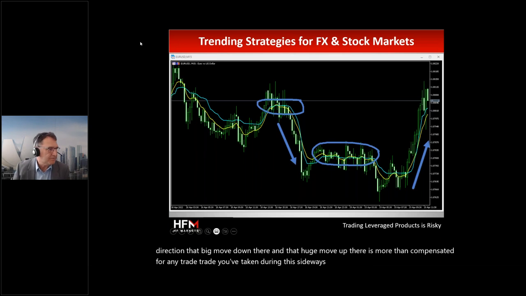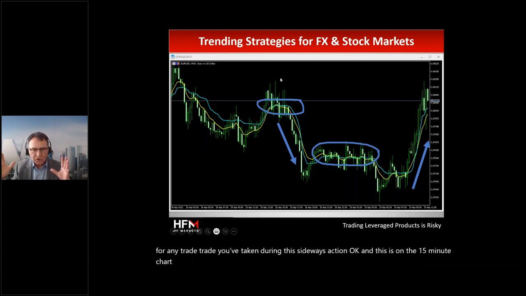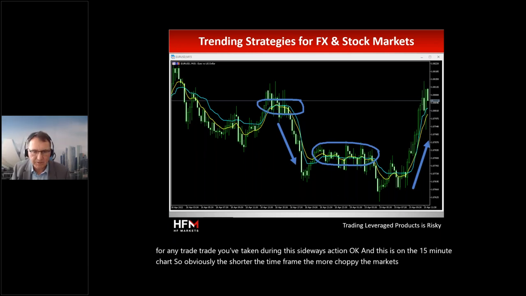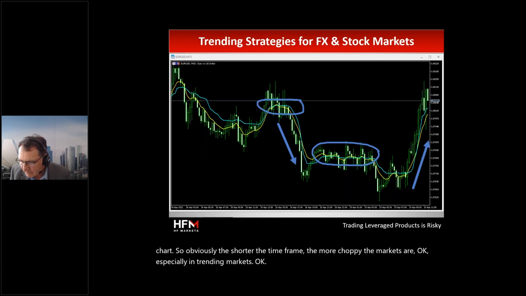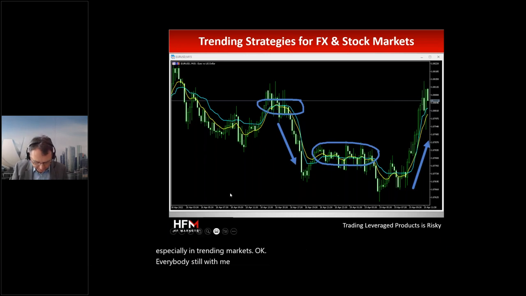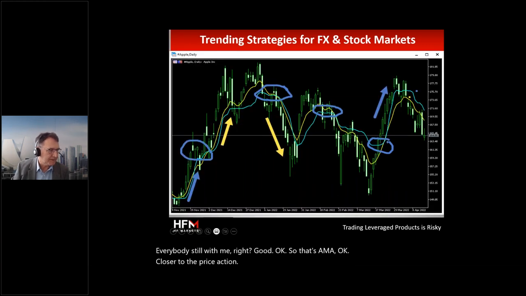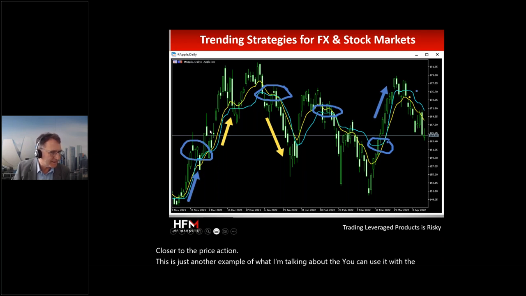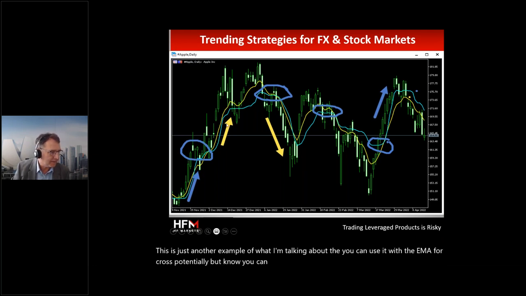Okay, and this is on the 15-minute chart. So obviously, the shorter the time frame, the more choppy the markets are, especially in trending markets. Okay. Everybody still with me? Right, good. So that's the AMA, closer to the price action. There's just another example of what I'm talking about. You can use it with the EMA for a cross potentially, but you can see the flatness when we start to move out. But you want to be trending, you want to be on the right side of the move. And don't be afraid to be long here, don't be afraid to be short here.